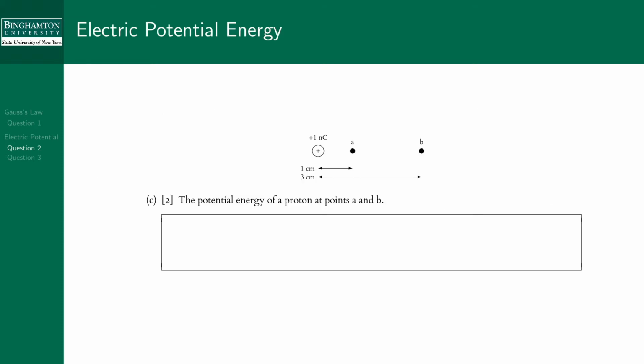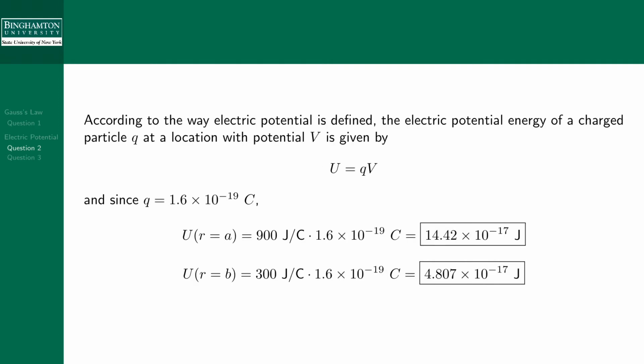Next, you want to calculate what the potential energy of a proton is at points A and B. Now, according to the way electric potential is defined, the electric potential energy of a charged particle Q at a location with potential V is given by the following formula, U equals Q times V. The charge on a proton is 1 elementary charge, 1.6 times 10 to the negative 19 coulombs. So all we need to do is plug it into our formula and calculate the 2 potential energies.